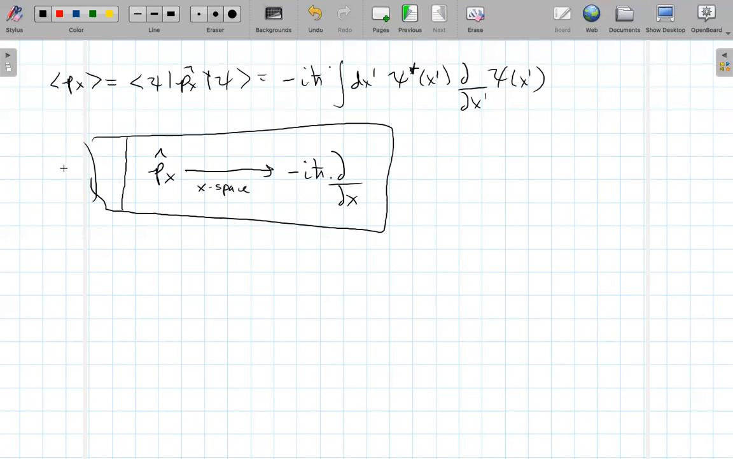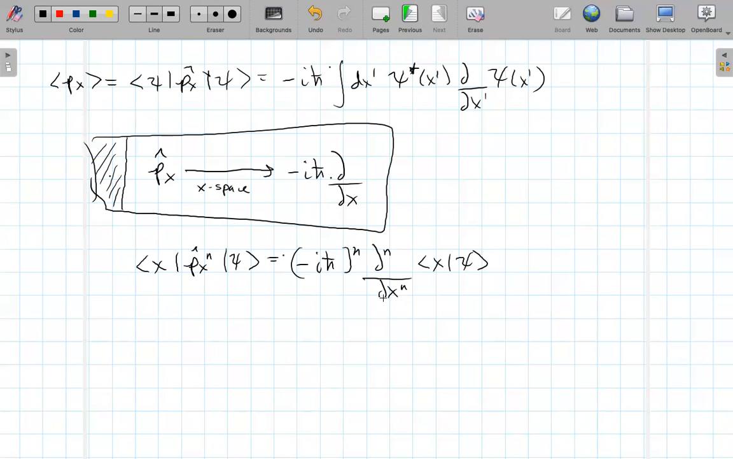It comes from just looking at the translation operator, and seeing how that actually acts on the wave function. What happens if I apply this n number of times? In this case, we would have <x|p_x^n|psi>, which basically means I just get n copies of this. So this is equal to (minus i h bar) raised to the nth power times the nth partial derivative with respect to x, acting on the wave function <x|psi>.